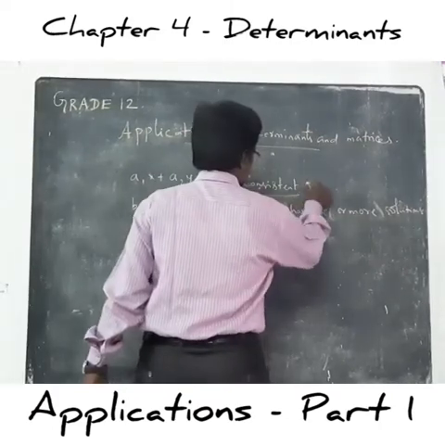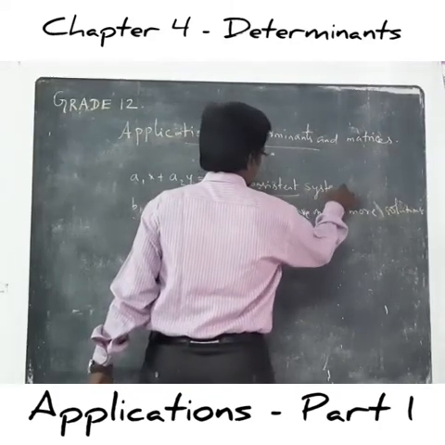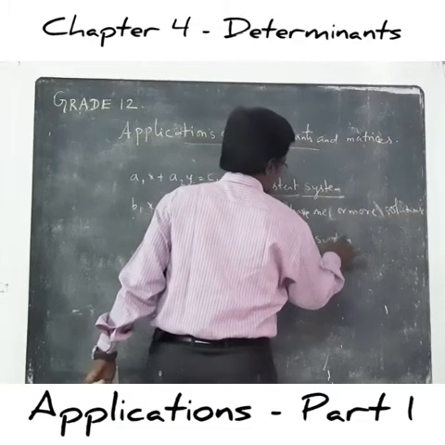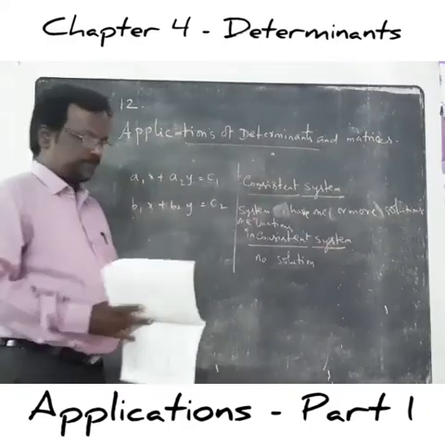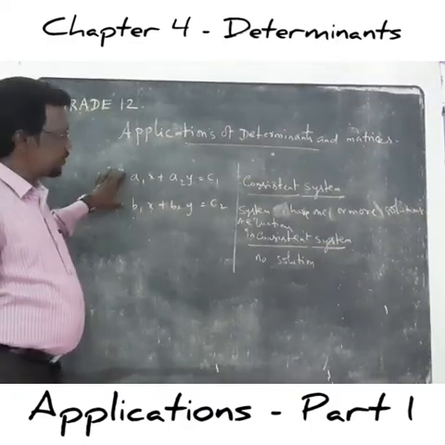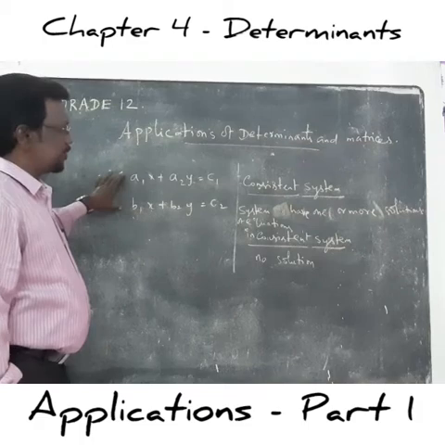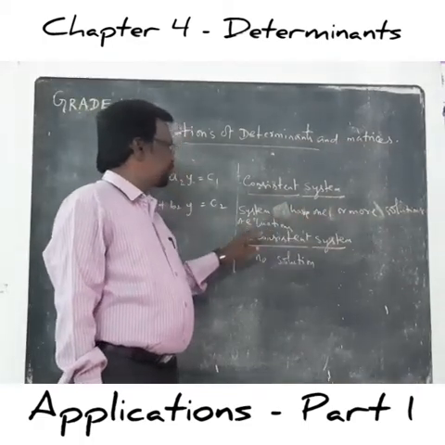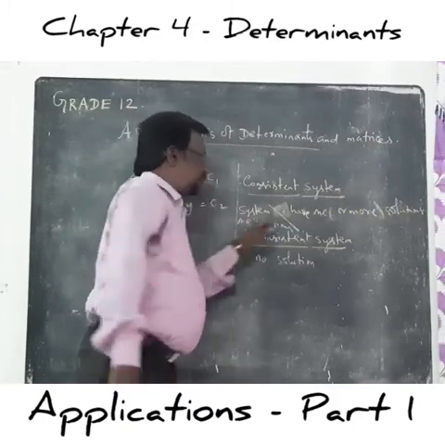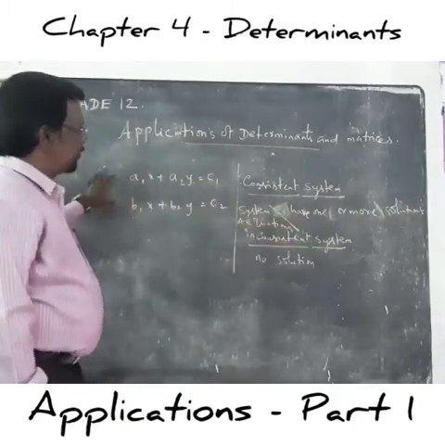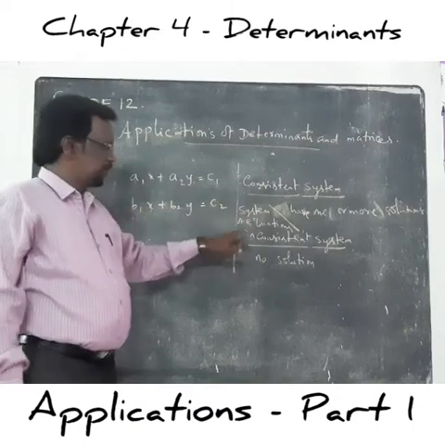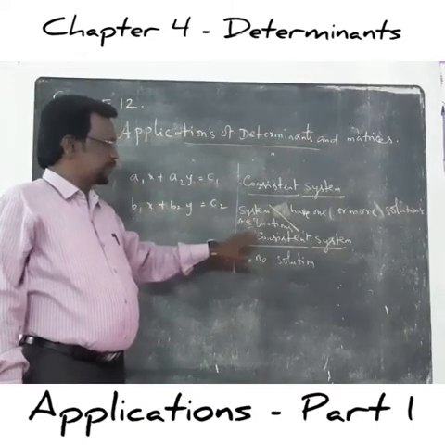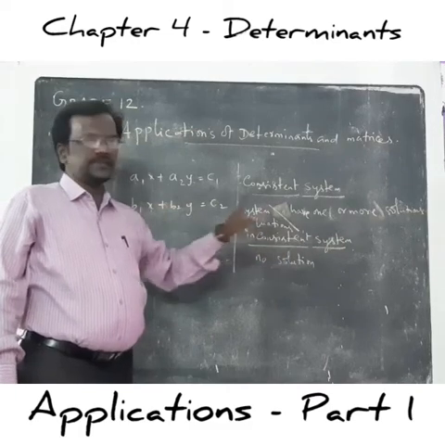This is a consistent system, and this is an inconsistent system. So this is a system of equations. When is it called a consistent system? When this system has one or more solutions, then that is a consistent system. Suppose this system has no solution, then that system is an inconsistent system.